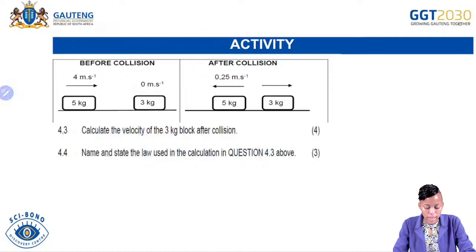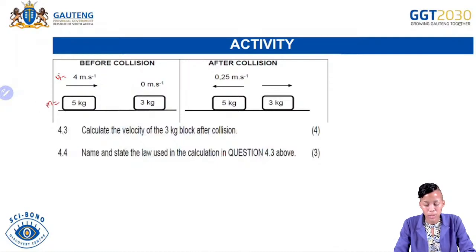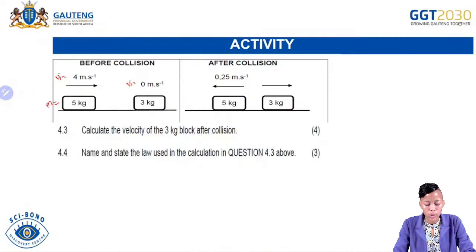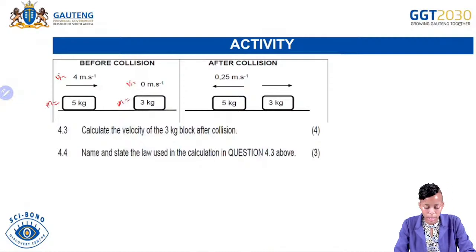And the next one says you need to calculate the velocity of the 3 kilogram block after the collision. Okay. So remember we said this one is our initial velocity, and this is the mass of the 5 kilogram block. And then this one again, it said it was a stationary block. So stationary block means that the initial velocity would be 0. And then this is the mass of the 3 kilogram block.